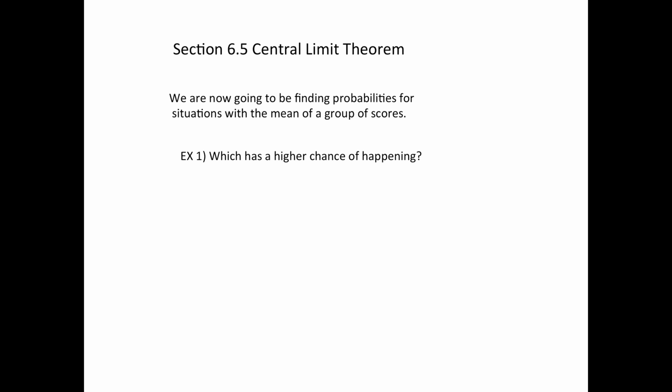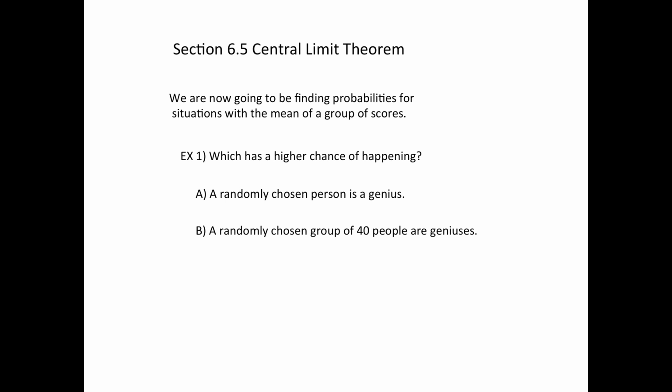Which has a higher chance of happening? You randomly choose a person, turns out they're a genius. Or you randomly choose 40 people, turns out they're all geniuses. Obviously, part B has a much smaller chance of happening, because if you choose 40 people at random, most likely there's going to be some people that bring down the average or are not geniuses.